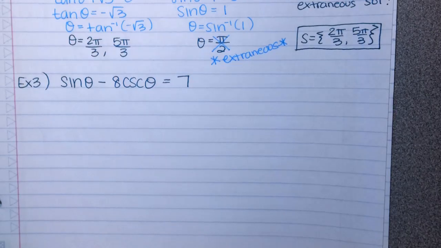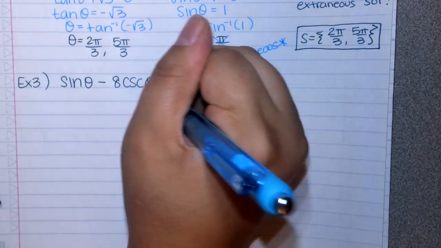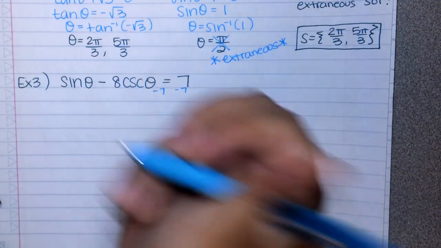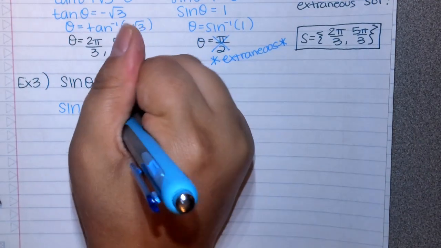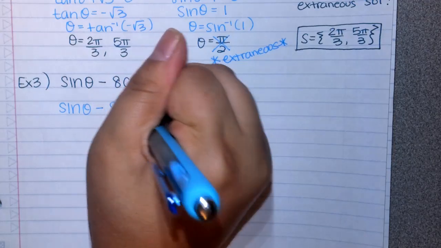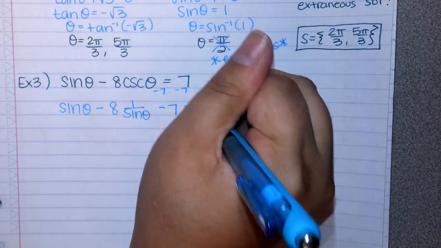If you have sine and cosecant, I am going to suggest you probably should do what first? Change cosecant to sine, right? To make them even. When I do that, I'm also going to subtract 7 from both sides. So then I'm going to get sine of theta minus 8 times 1 over sine of theta minus 7 equals 0.